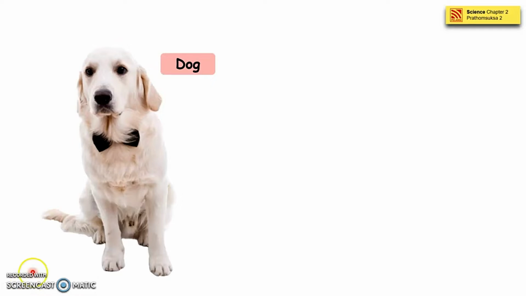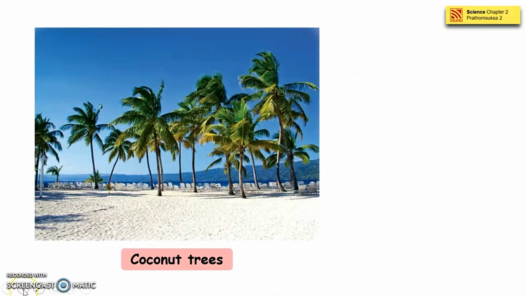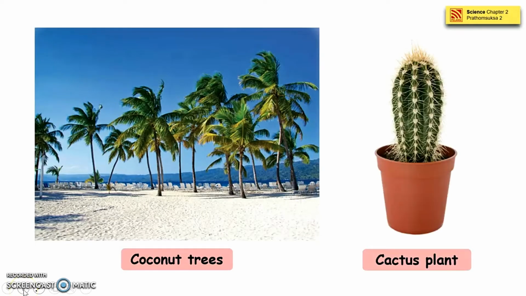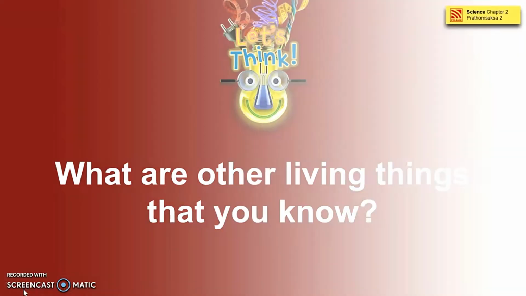Okay, let's proceed. A dog, a cat, and a butterfly, those are living things. Coconut trees and cactus plants, these are living things. Now, what are the other living things that you know?